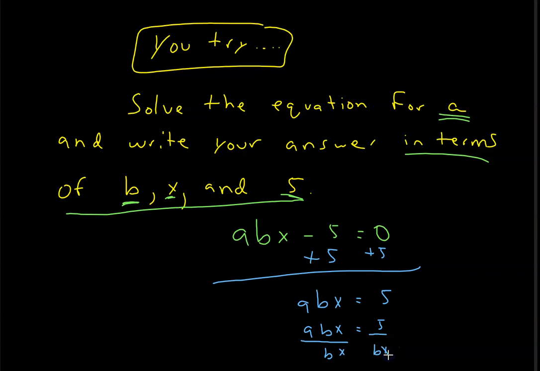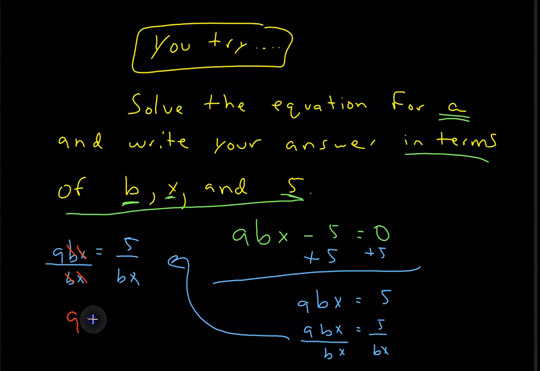By doing that, it cancels out everything but the a. So if I had abx over bx, that's equal to 5 over bx. The b cancels and the x cancels, leaving just a. So a equals 5 over bx. So when they say write your answer in terms of b, x, and 5, the answer is here, and only 5, b, and x are over on that right side.